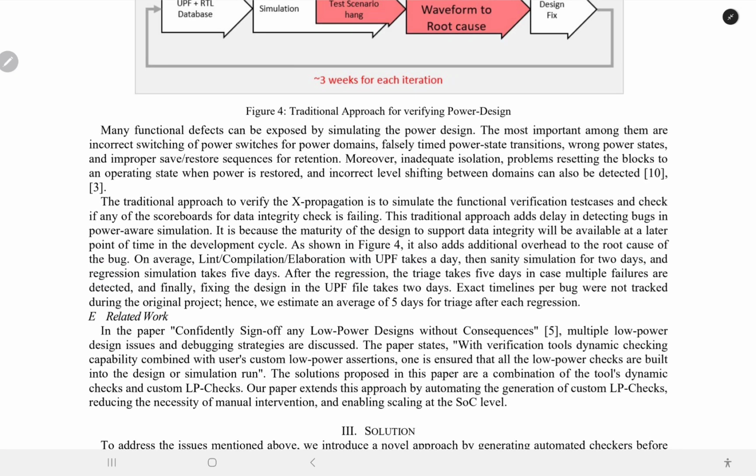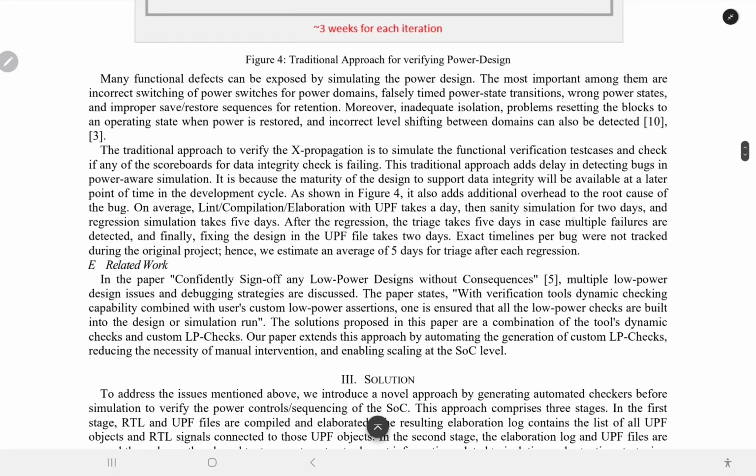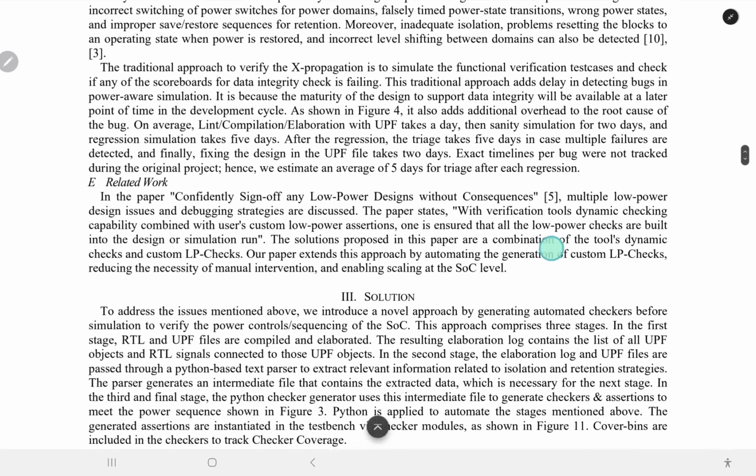After the regression, the triage takes 5 days in case multiple failures are detected, and finally, fixing the design and the UPF files takes 2 days. Exact timelines per bug were not tracked during the original project. Hence, we estimated an average of 5 days of triage after each regression.